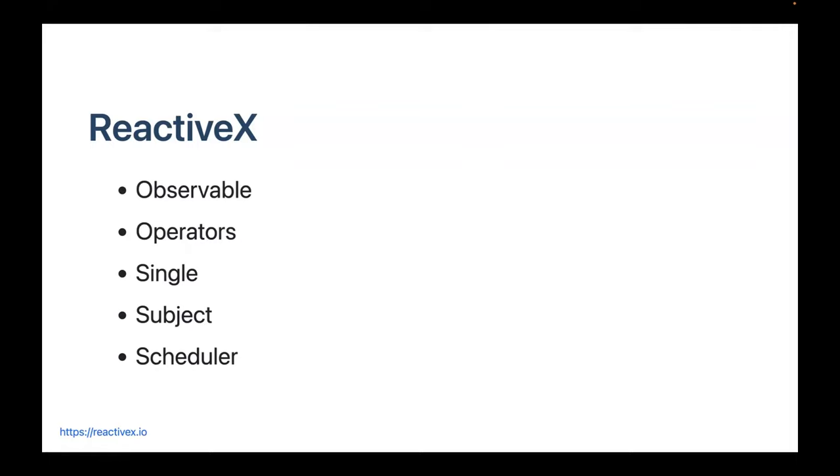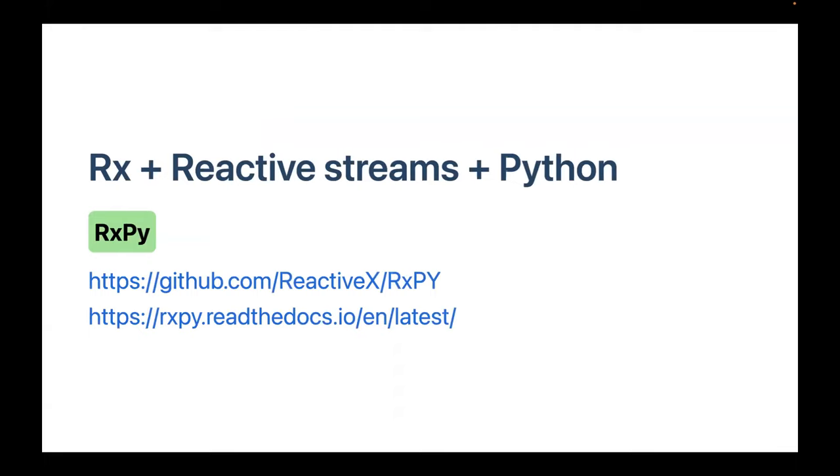A subject, again, we'll talk about it later. Scheduler also, it's slightly advanced. So I'm going to leave out the last two or three. So finally, I'm connecting all of them together. We have reactive streams that came in 2013, the reactive extensions library that came in 2011, but then they have implemented the reactive streams spec. That's why it is relevant. And then it is ported to Python. So that's where we get the library RxPy, right? Again, the links are there.